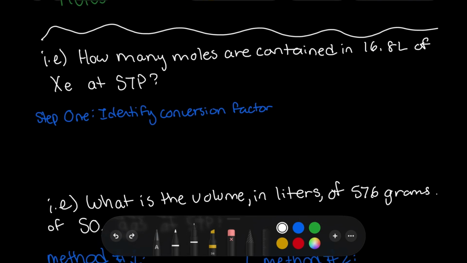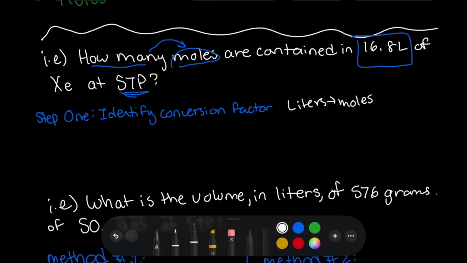The first example says, how many moles are contained in 16.8 liters of xenon, I don't know if I'm saying that right, at STP. First we need to identify our conversion factor. Because it says STP, we know that we need to use our conversion factor which includes the 22.4 liters. It's asking for moles, given the liters that we have. So we know that we have to go from liters to moles.